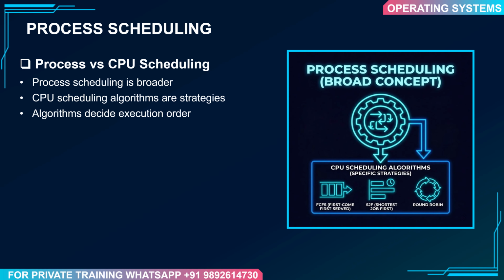One important thing to remember is that process scheduling is not the same as CPU scheduling algorithms, even though they are closely related. Process scheduling is a broader concept. It deals with managing processes and deciding which one should run. CPU scheduling algorithms are specific strategies used to make that decision. Later topics like first come, first serve, shortest job first, and round robin are examples of such algorithms.